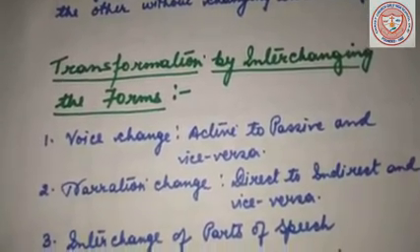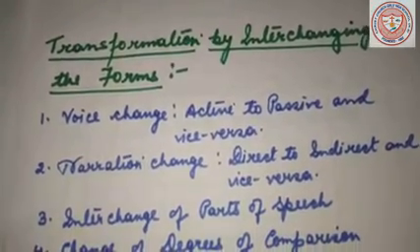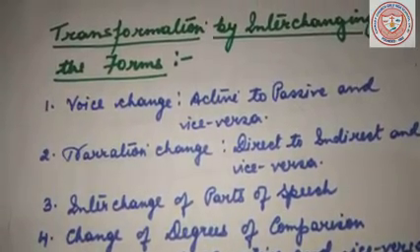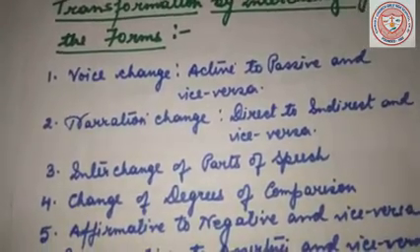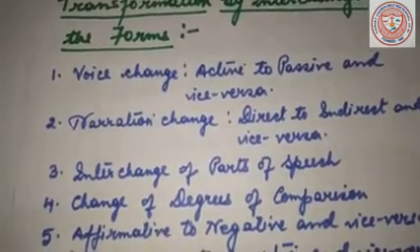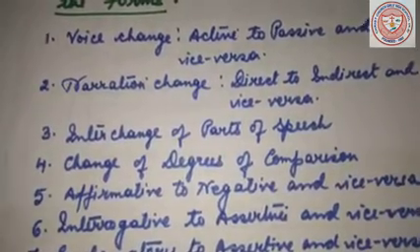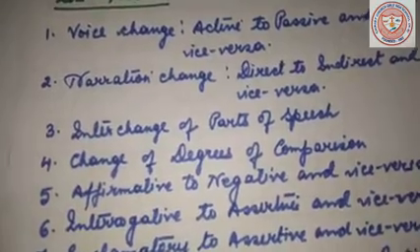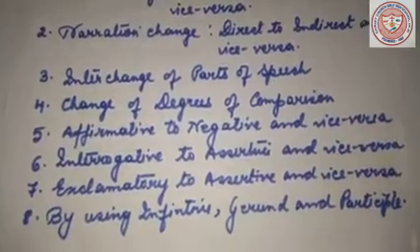We know that there are sentences in English language which can be written in different formats. Okay? So, in regards to this, number one is voice change. That means you may have to change from active to passive voice and vice versa. That means from passive to active voice. Number two should be narration change. That we also know, direct to indirect and vice versa. That means from indirect to direct sentences.